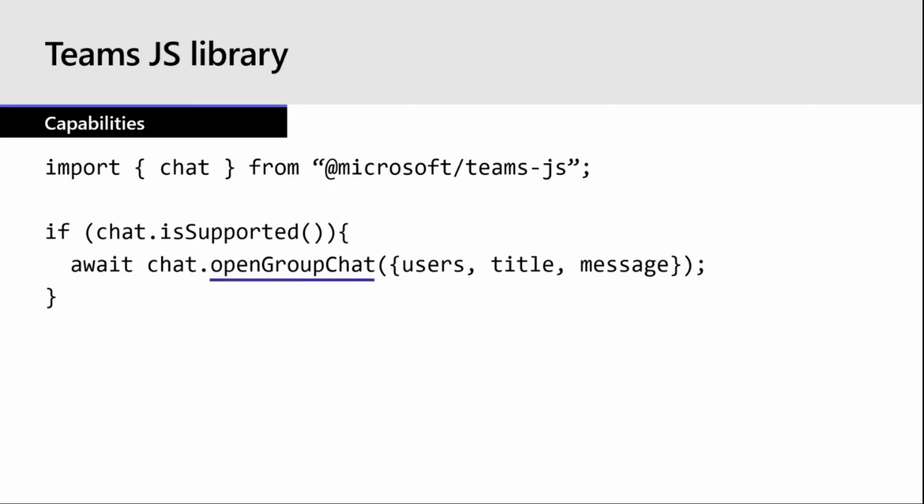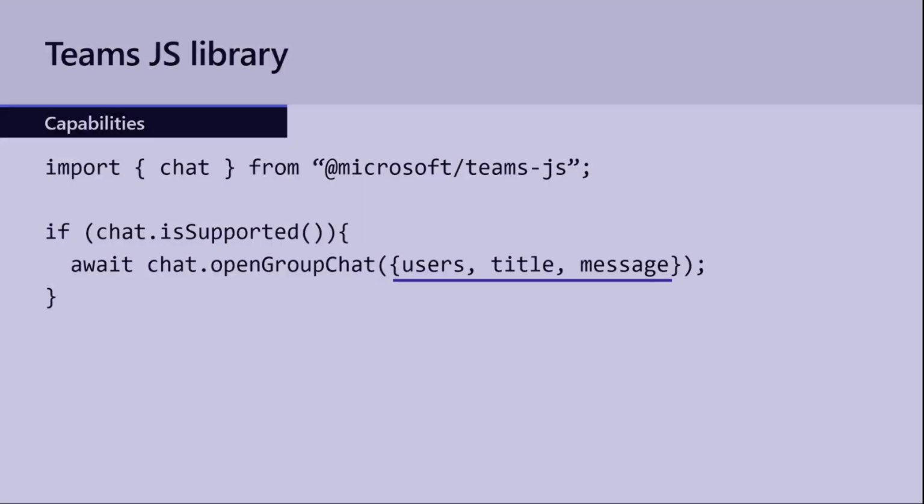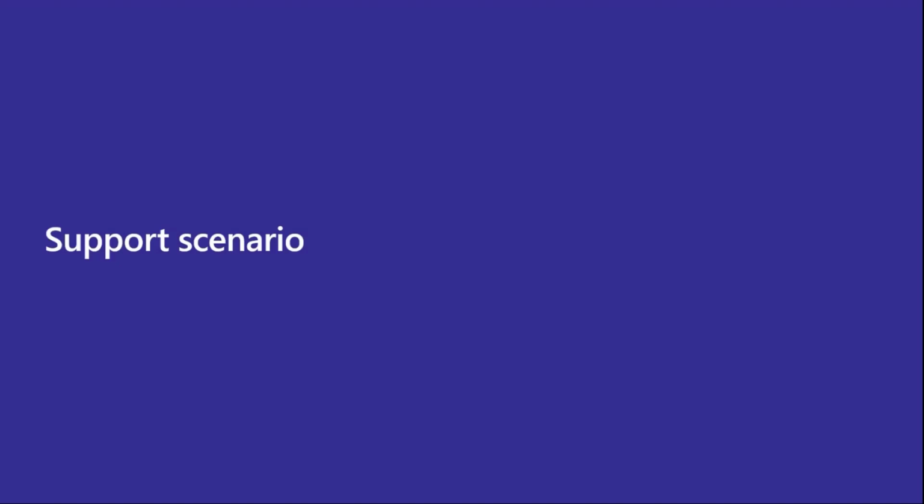So in this example, we can use open group chat, and we can pass in a collection of users to add into the chat. We can pass in a title and a message. Really, really simple way of being able to add a nice native capability into your app.